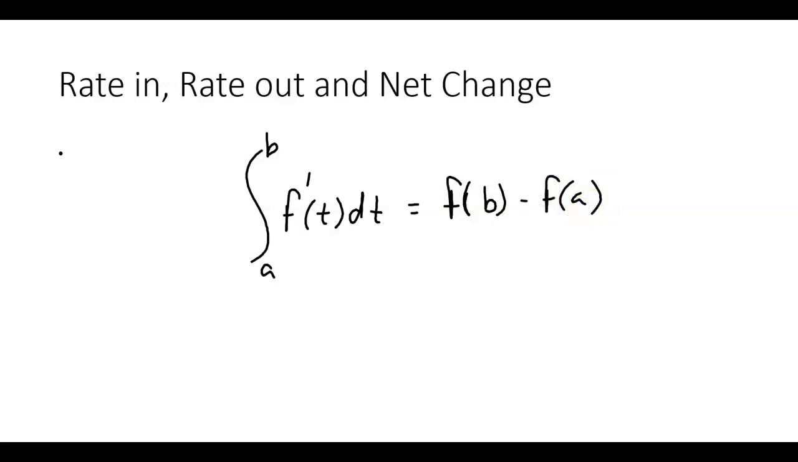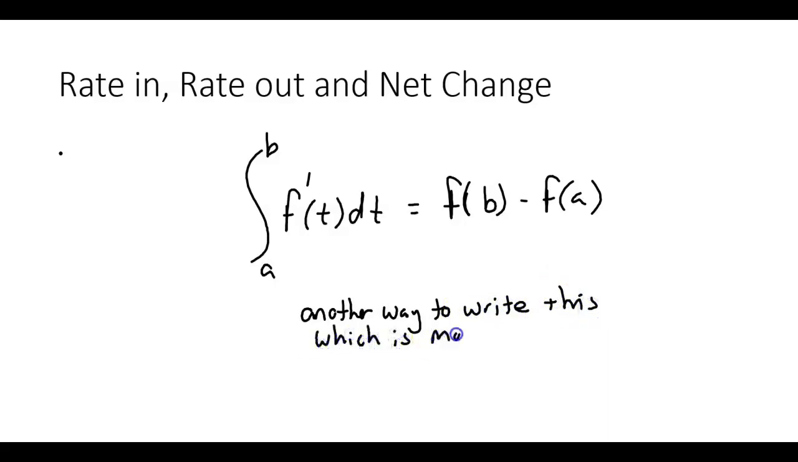Another way to write this, which is the way we'll be writing it usually. Another way to write this, which will be more useful, is if we take this f of a and add it to the other side, so it'll look like this.